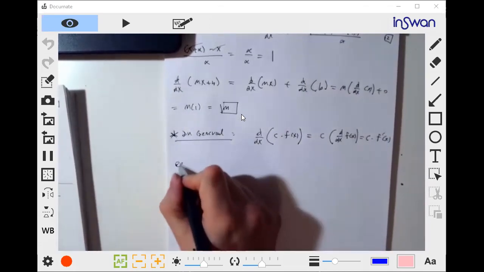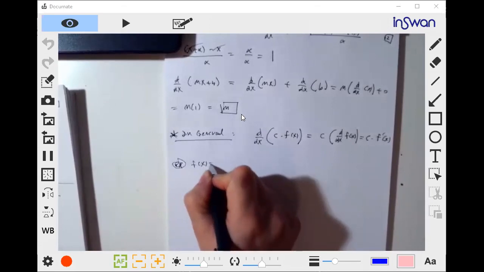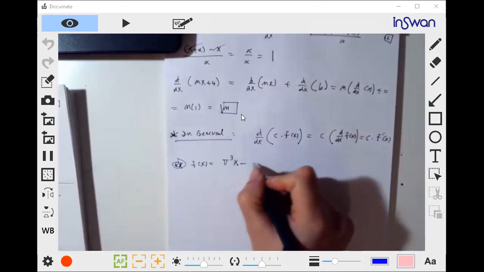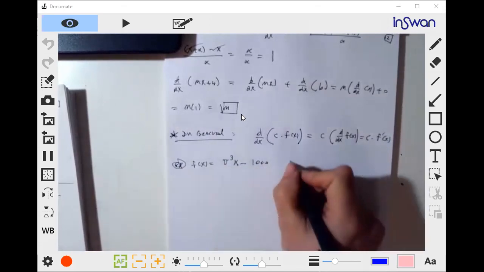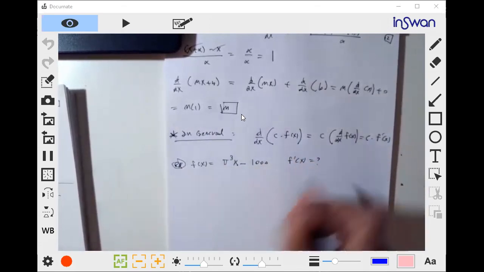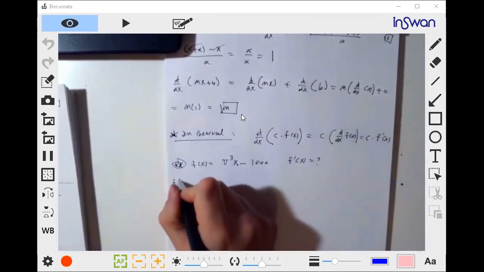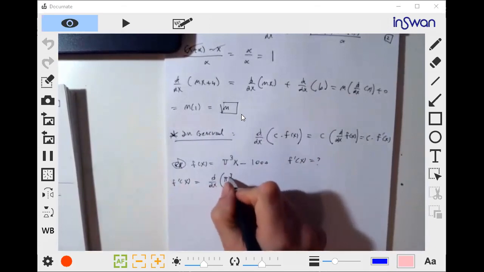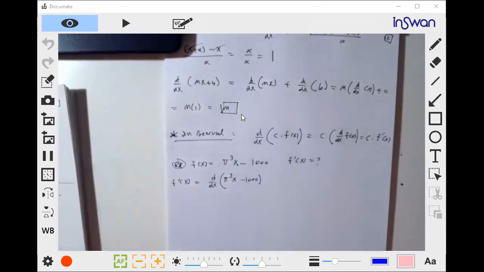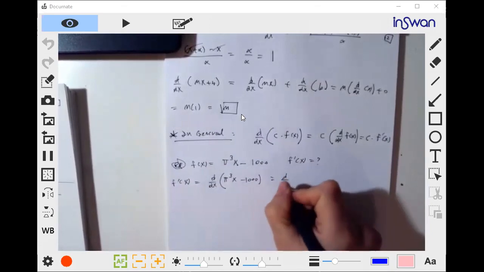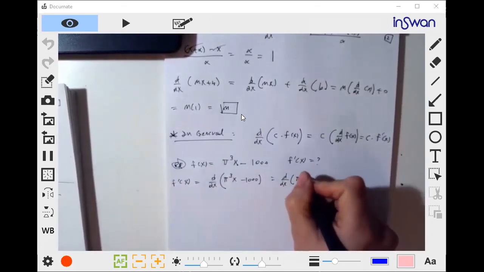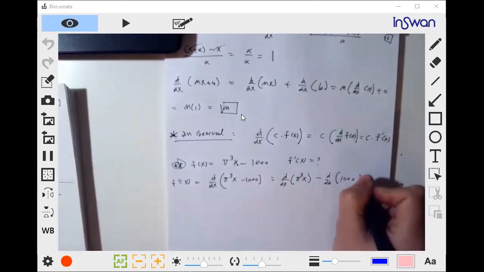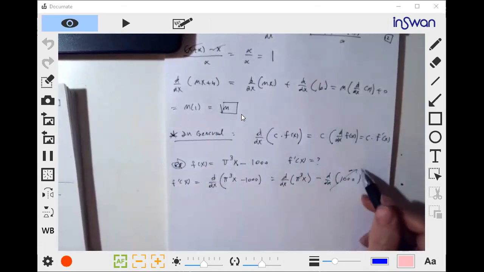So, for example, let's say we have f of x is equal to pi cubed x minus 1,000. What is f prime of x equal to? Well, f prime of x is equal to d/dx, the differential operator, on this whole business here. When that differential operator transfers to each of these terms, the derivative of a constant is just 0, so that goes away.